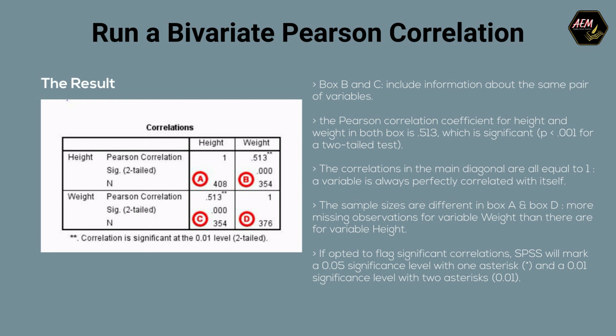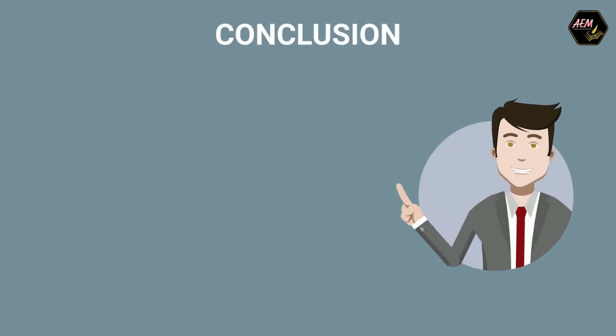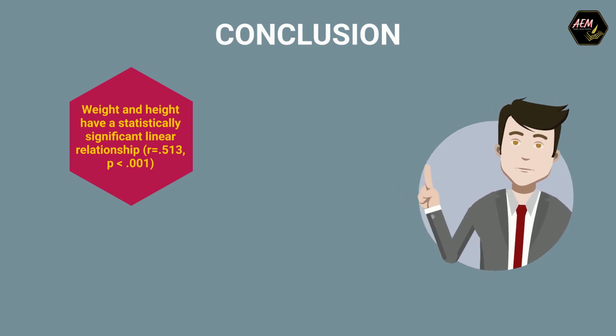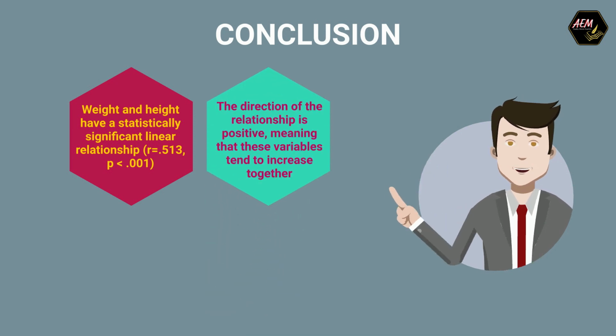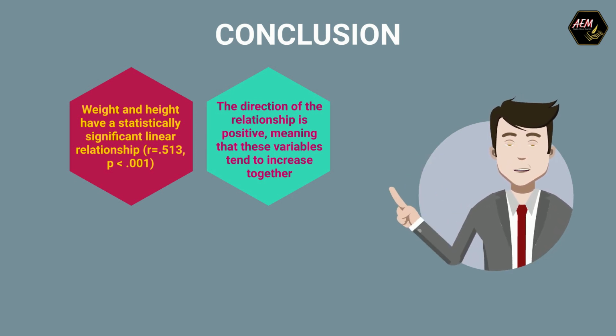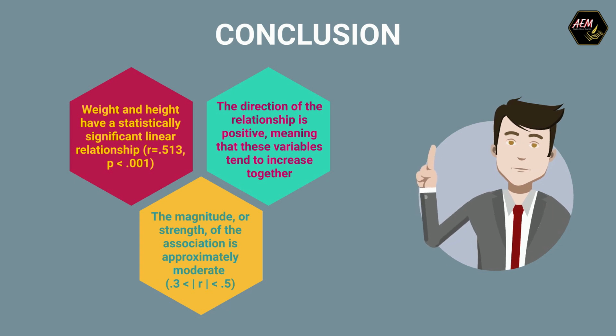If you have opted to flag significant correlations, SPSS will mark a 0.05 significance level with 1 asterisk, and a 0.01 significance level with 2 asterisks. Based on the results, we can state that weight and height have a statistically significant linear relationship, r equals 0.513, p less than 0.001. The direction of the relationship is positive. For example, height and weight are positively correlated, meaning that these variables tend to increase together. The magnitude, or strength, of the association is approximately moderate, 0.3 less than r less than 0.5.